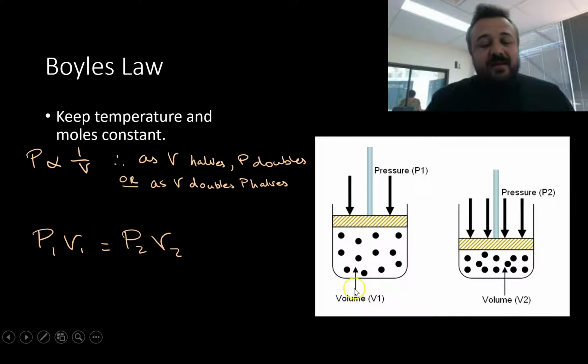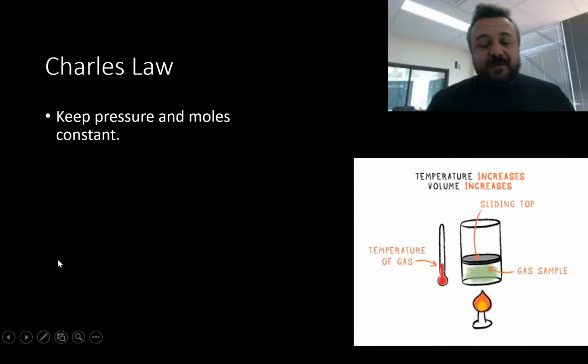So what that means is, if we need to rearrange it, if we change the pressure and we want to see what the volume is, we could bring P2 over here, divide by that, and that'll help us work out what the new volume is going to be.